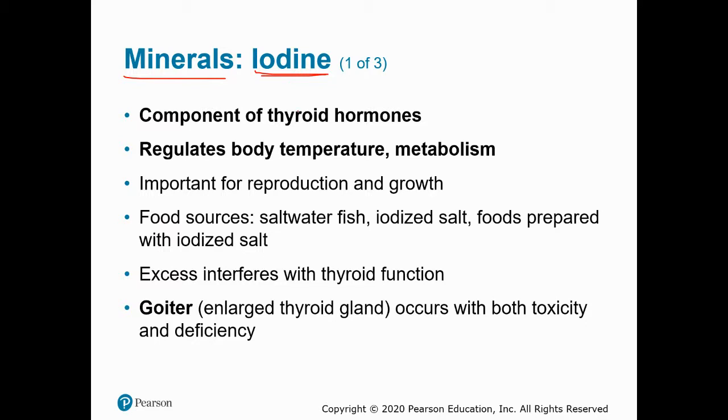Iodine is an important component of the hormones that our thyroid gland makes. The thyroid hormones play a role in body temperature regulation, and they actually regulate all of these metabolic processes that we've just been talking about. So that means iodine becomes really important for growth and reproduction, as well as overall metabolism.